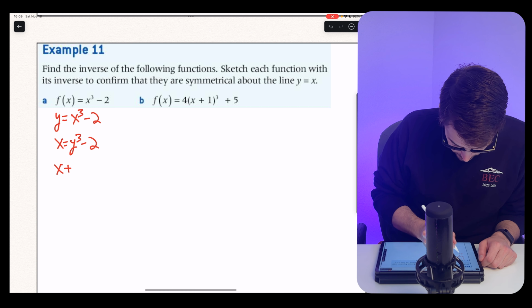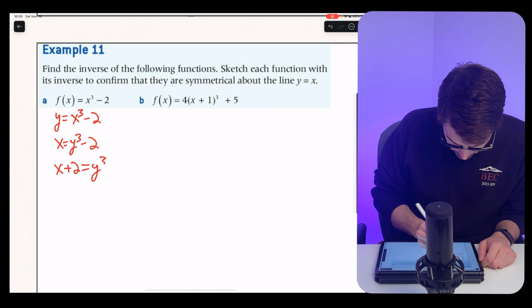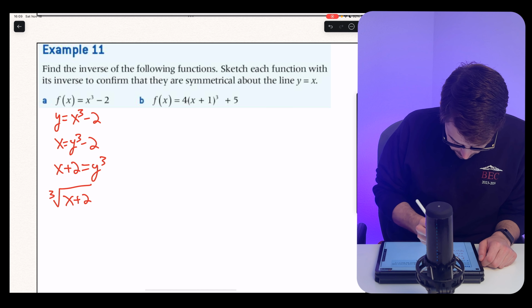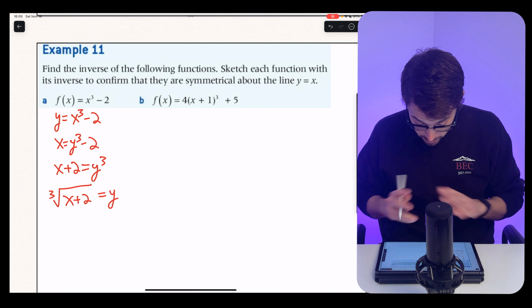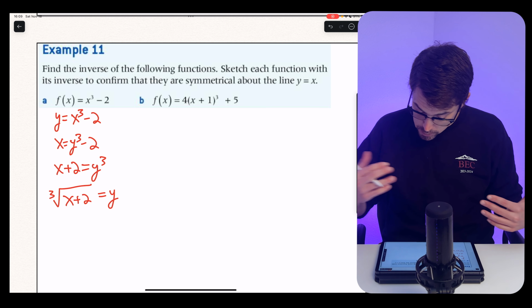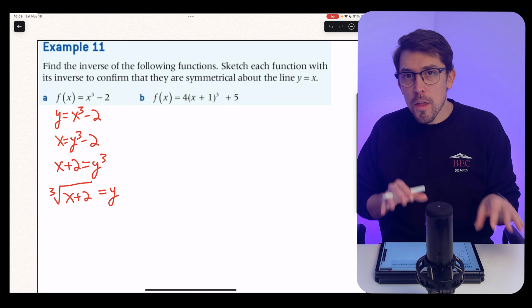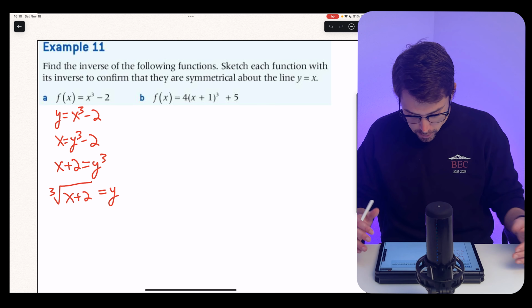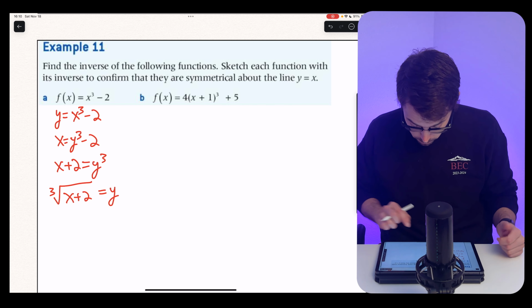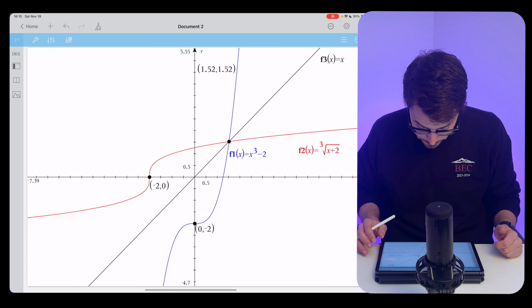So let me get the 2 to the other side. I have y cubed, which means I'm going to be taking the cubic root of x plus 2 equals y. And that is going to be my inverse function. I have y all by itself, positive 1 is a coefficient, no powers. Cool. Now that I have my inverse function, let's plot that against the original function and take a look at what we are seeing on the graph.